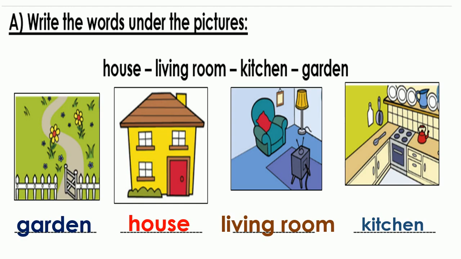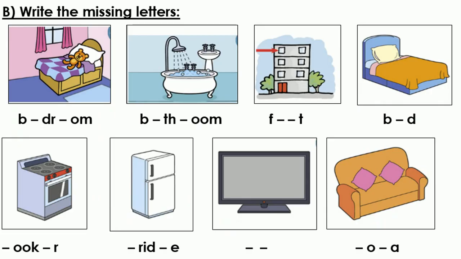Let's go to next exercise B. Write the missing letters. What's this in the picture? Not this, but the whole picture. Which room is it? It's bedroom. E and O. What's here? It's the bathroom. A and R. What's here? It's flat. L A. What's this? It's bed.